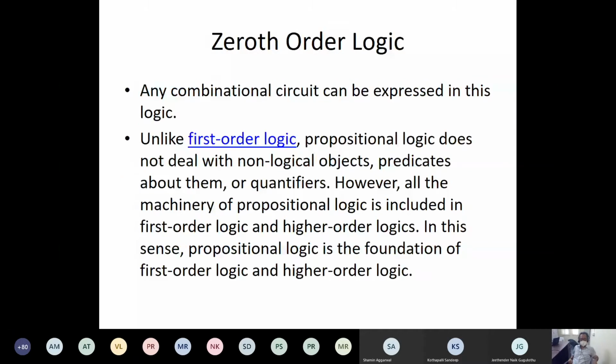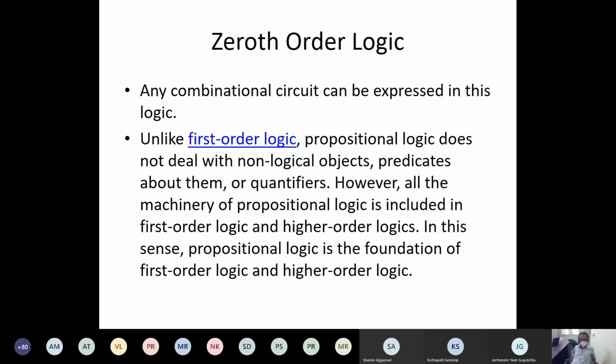Any combinational circuit, for example, can be expressed in this logic. So that is a part of the expressivity of zeroth order logic. But unfortunately, we cannot go much further. Unlike first order logic, propositional logic does not deal with non-logical objects, predicates about them, or quantifiers. We will define all these. You know them, but still we will revise this today.